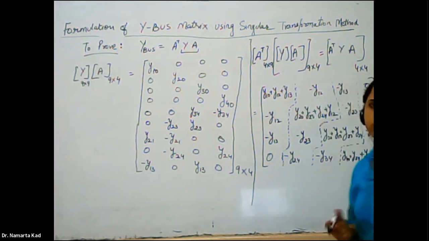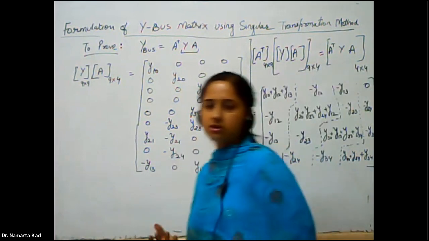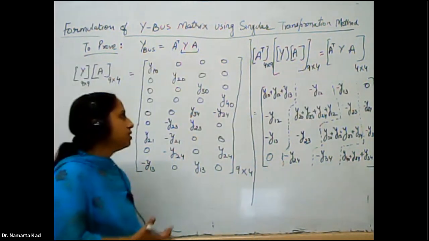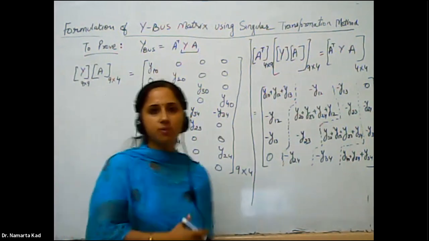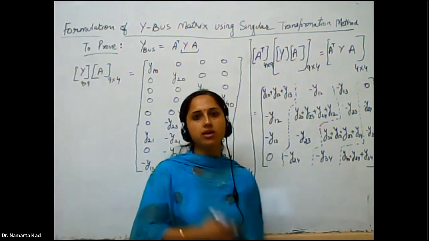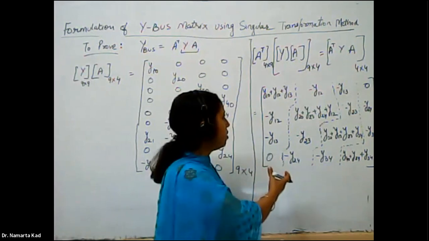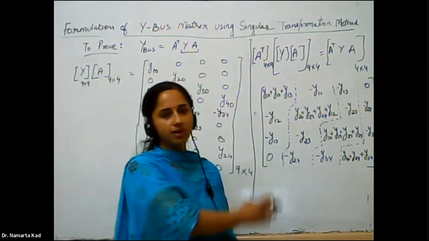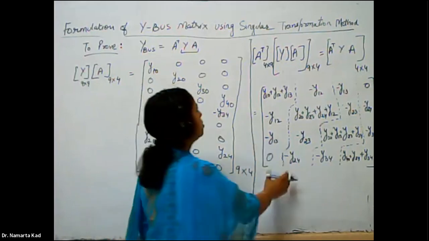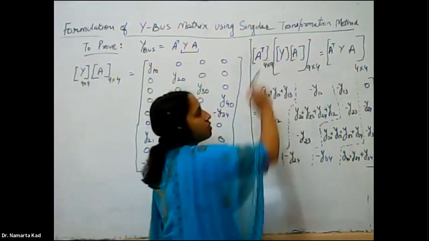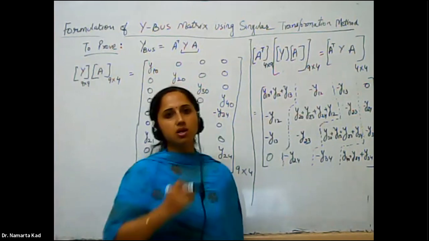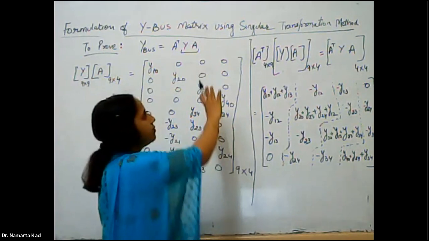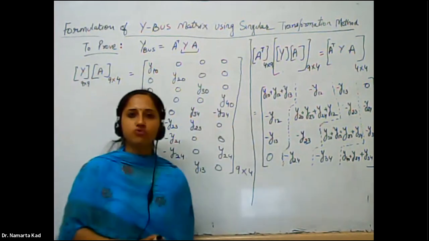And we have seen that this matrix appears to be the same as the one we got in our first method, the direct method of Ybus formation. So this matrix appears to be the same while performing these calculations also. So this is another method to calculate the Ybus, that is the singular transformation method.